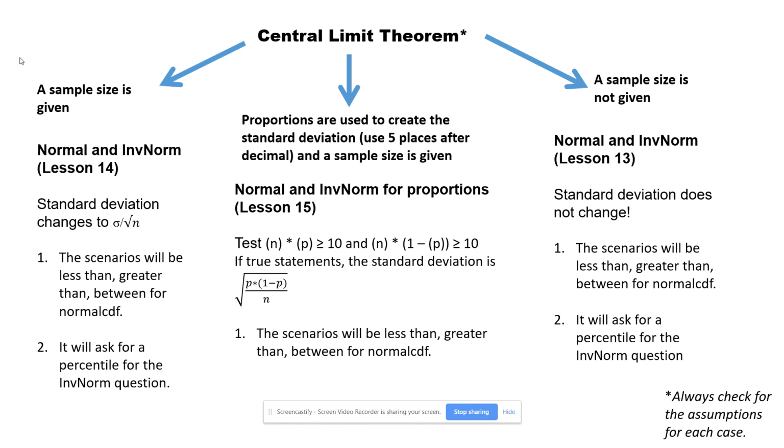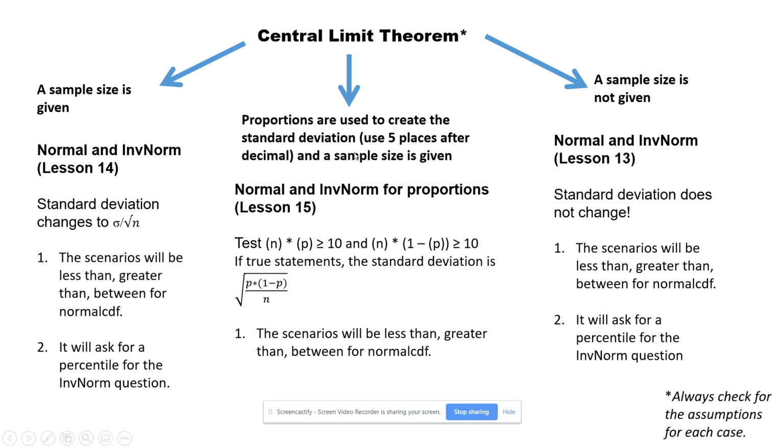For lesson 15, we're using proportions or percentages, and it's a little bit trickier. So you're going to create a standard deviation if you test these and these are true. So go to the lesson guide that I made, and they show how I do it. I just put them here for reference. And if both are true, then you can do the standard deviation.